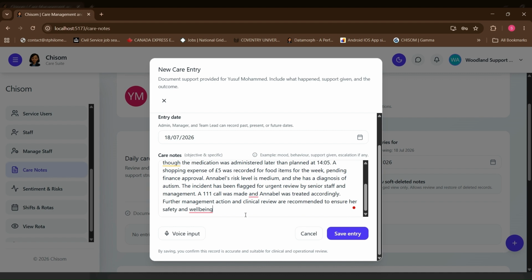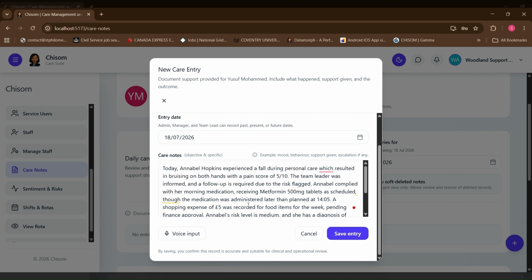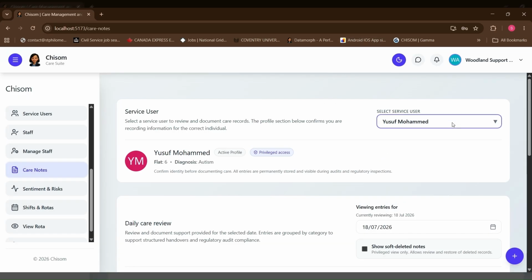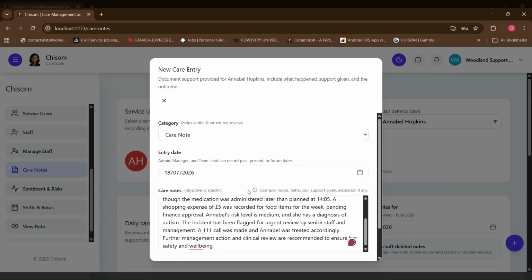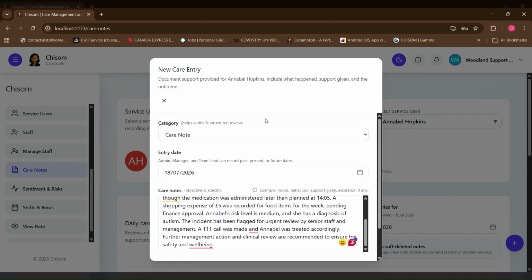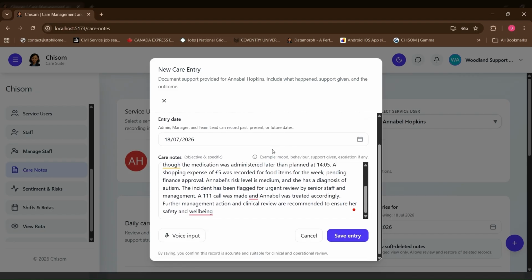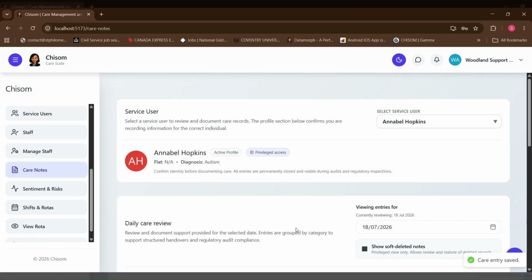So when I click on save entry, I'm saving this for Yusuf Mohammed, and that is wrong. I should save it for Annabelle. So I should come over here and go to Annabelle Hopkins, and then save it for Annabelle. So now this is for Annabelle. When I click save entry, this keynote has been saved in the system.